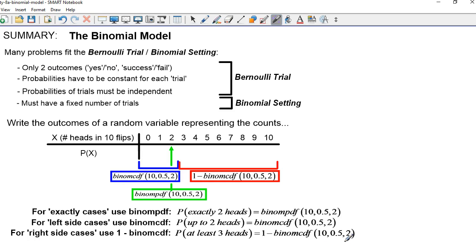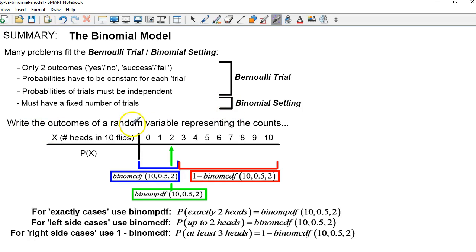Okay, so just to summarize this, many problems fit into this Bernoulli trial binomial setting. The Bernoulli trial part is that you have only 2 outcomes, the probabilities are constant for each trial, and the trials are independent from each other. That's the Bernoulli trial. And if you also have a fixed number of trials, that makes it a binomial setting.